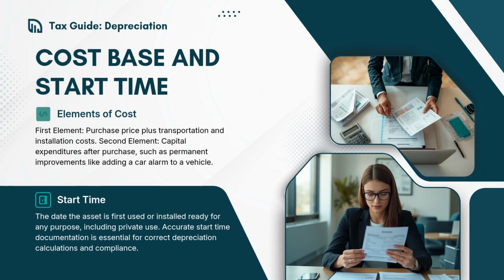Before calculating the actual decline in value, we need two fundamental figures: the cost and the start time. Under the UCA, an asset's cost has two elements. The first element is the purchase price plus any delivery or installation fees. The second element captures capital improvements made after you hold the asset, such as adding an expensive alarm system to a vehicle.